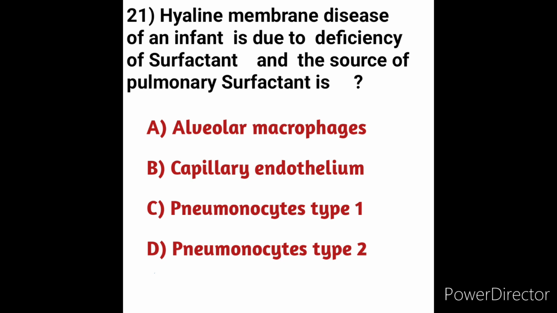What is hyaline membrane disease? Hyaline membrane disease is also known as respiratory distress syndrome, RDS. Type 2 pneumocytes are identified as the synthesizing cells of the alveolar surfactant. RDS most commonly occurs in newborns before 37 weeks of gestation. So here option D is the correct answer. Pneumonocytes type 2 is the correct answer here. Option D.